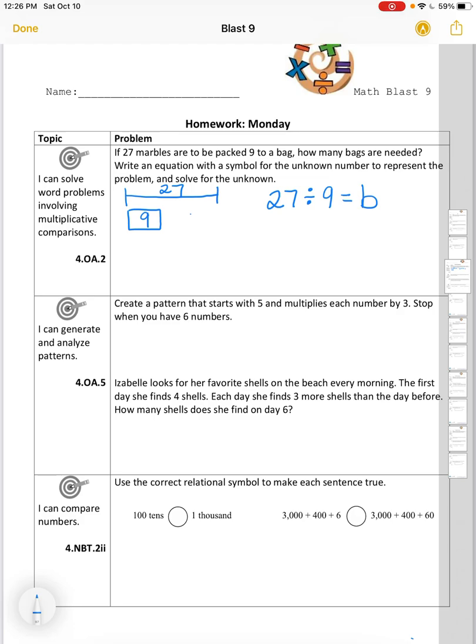So I'm going to use my skip counting technique here, and I know that I have 9 in one bag, so another bag of 9 would be 18, and another bag of 9 would be 27. That's all the marbles. So 3 bags would be needed. And I can make that statement. 3 bags are needed.